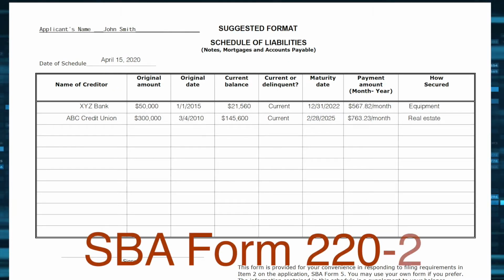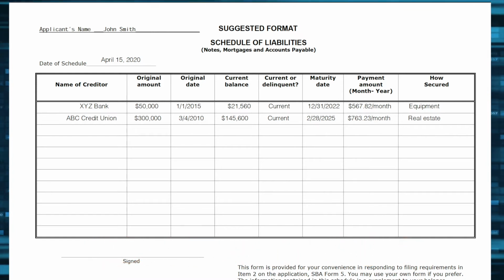SBA Form 220-2, Statement of Liabilities. This form is straightforward. It reflects the liabilities of an owner if you are a sole proprietor or own an LLC. It will likely be used to determine if you have assets that could be leveraged to secure an EIDL loan that are not already collateral for someone else. Note, we have been told EIDL loans will not be denied because of insufficient collateral.